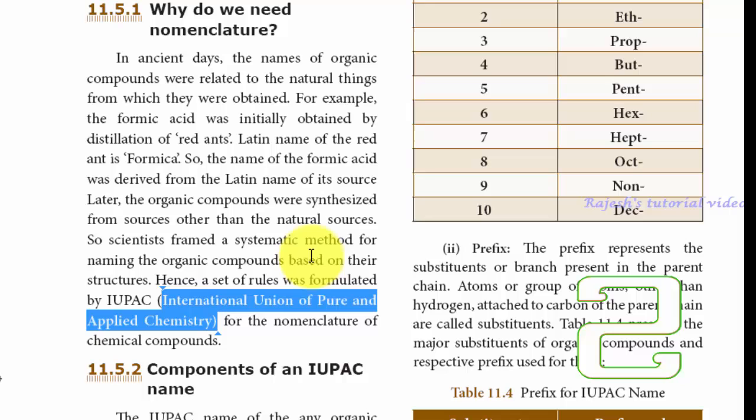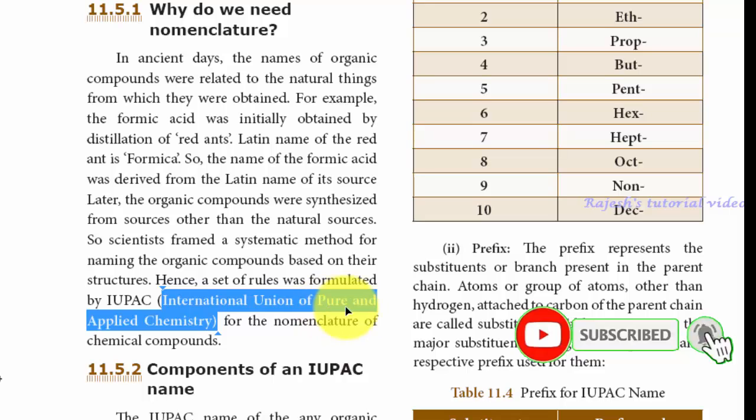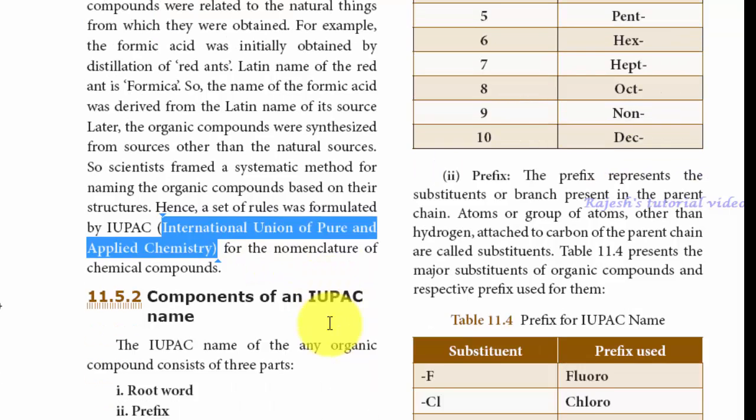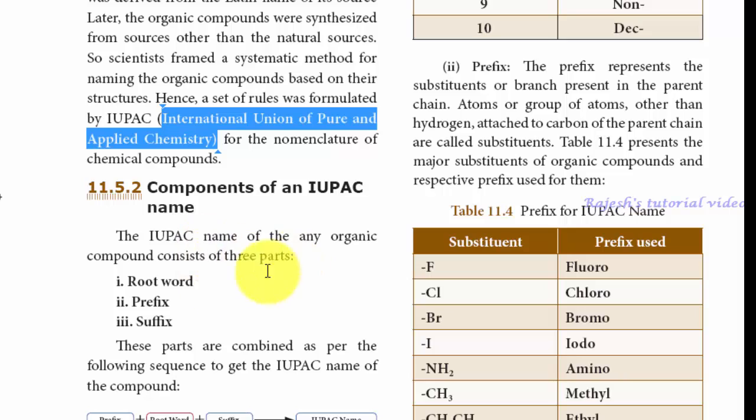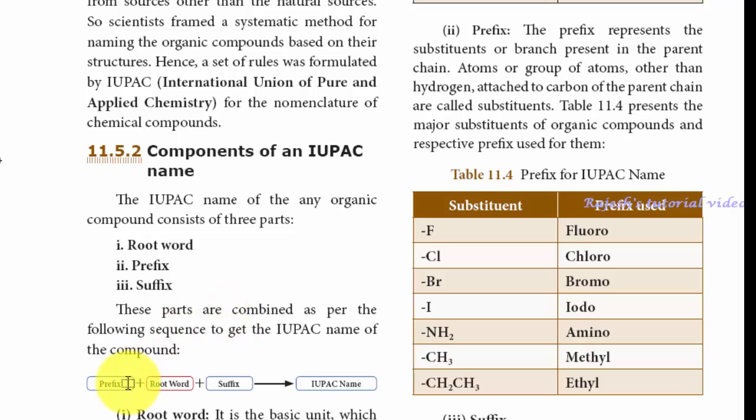So a set of rules was formulated by IUPAC, that is, the International Union of Pure and Applied Chemistry, that is used for naming the organic compounds. What does an IUPAC name comprise? Any IUPAC name contains 3 parts. First is the root word, and a prefix and a suffix. The prefix is added in front of the root word, and the suffix is written at the back of the root word. So prefix plus root word plus suffix gives an IUPAC name.